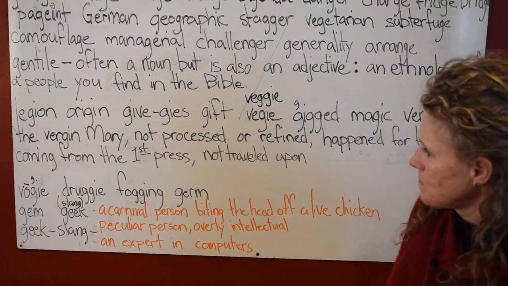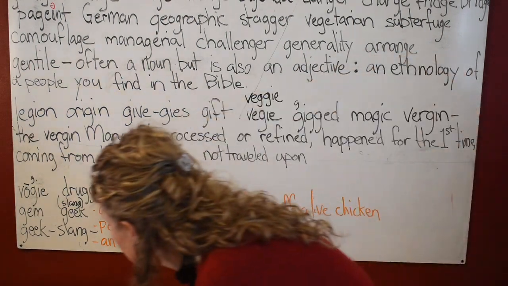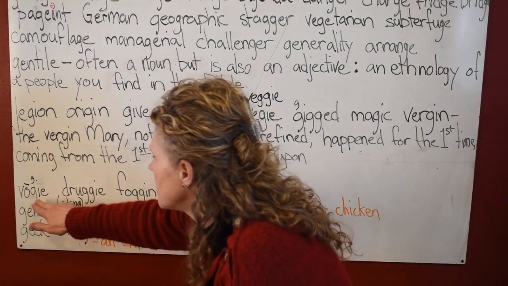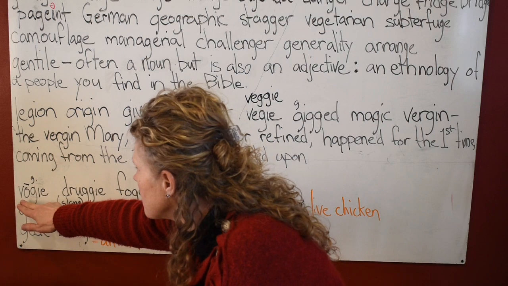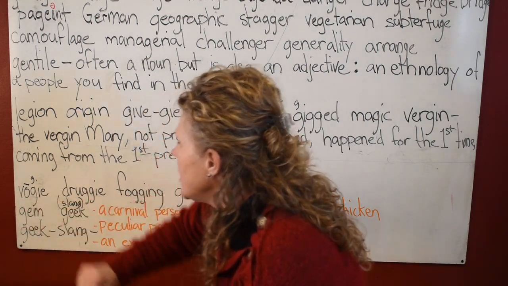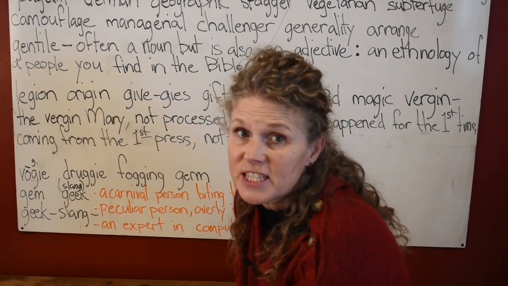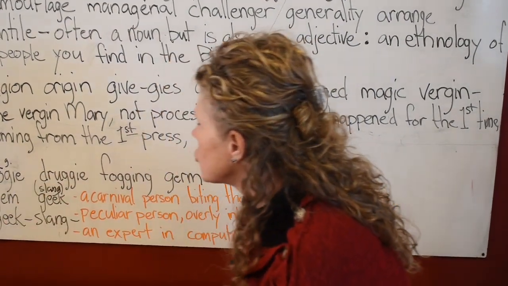Okay? So, now this is unusual. This would be a true sight word. This is a vogie. It stays the G sound. Okay? Unusual.